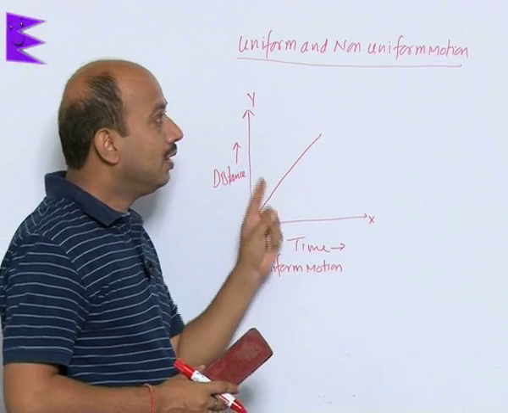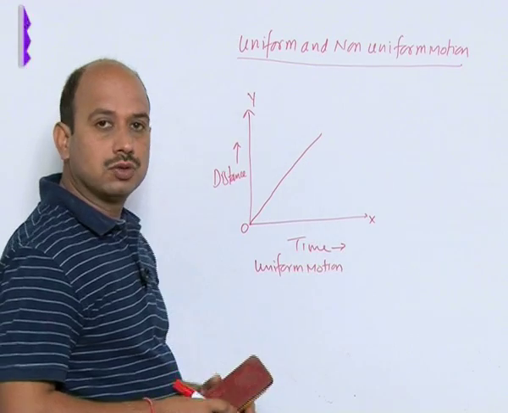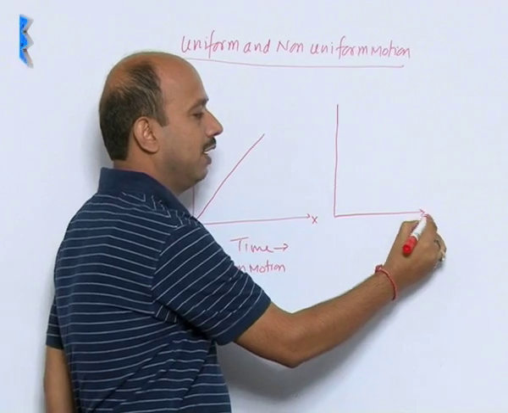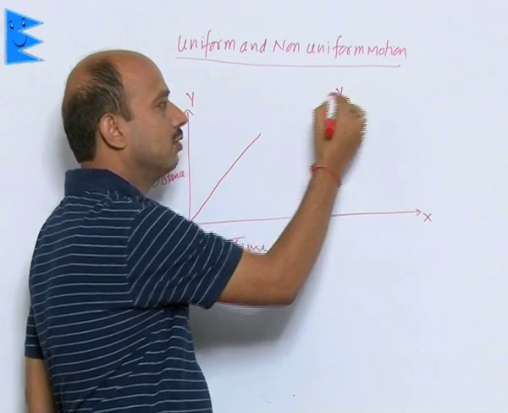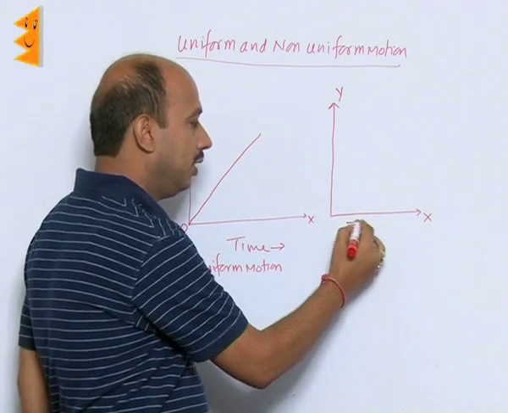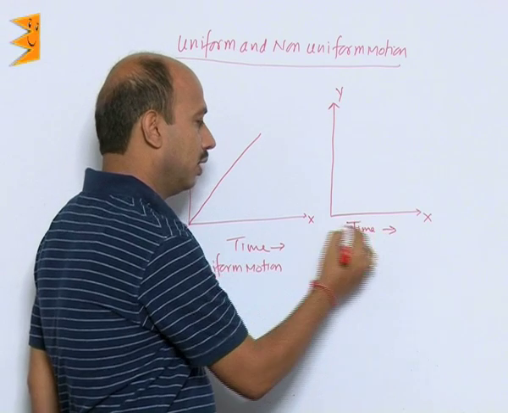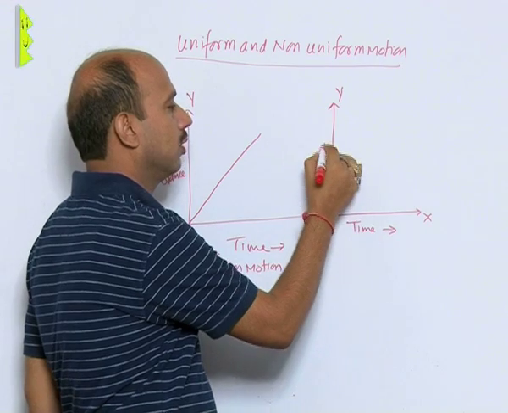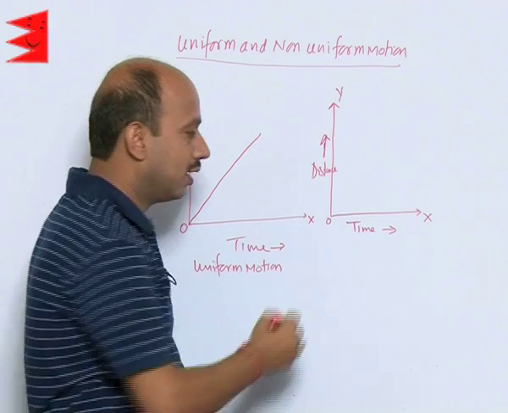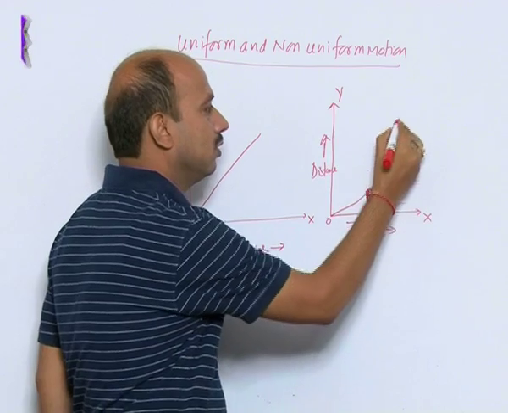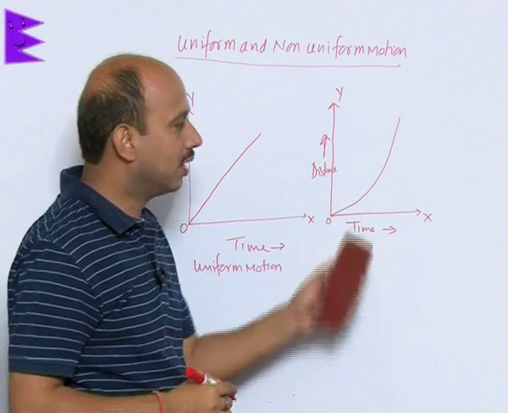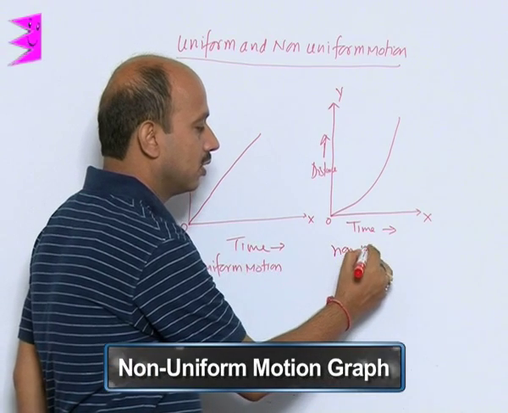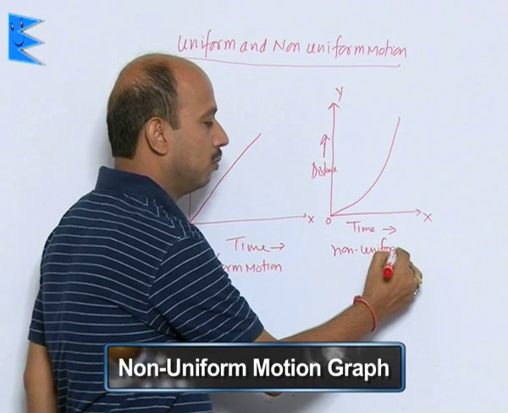Now, we will take another graph for non-uniform motion. Suppose you have taken a graph like this: this is the x axis, this is the y axis. Here you have taken time, and this is your 0, and here you have taken distance along this, and the graph is not like this. That means not like a straight line. You are getting a graph like this. This is the graphical representation for non-uniform motion.